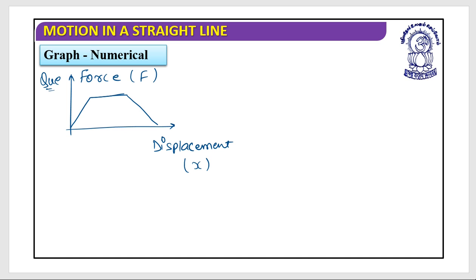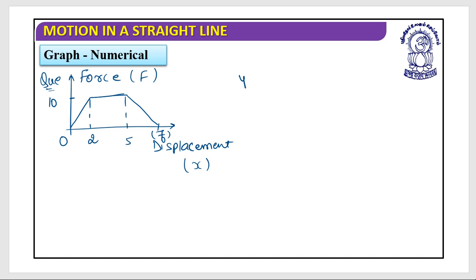Which shape is it? Yes, you are correct. It's a trapezium. Let's say this is 0, this is 2 meter, this is 5 meter, this is 7 meter, and this is a force of 10 Newton.